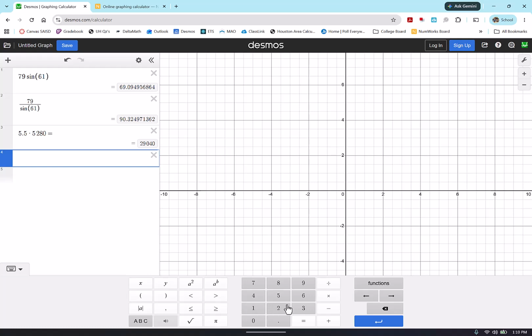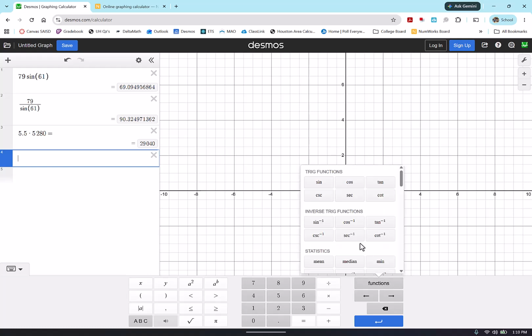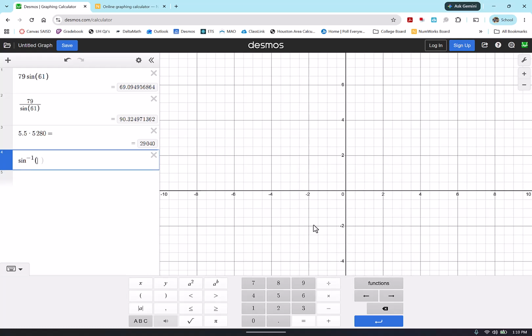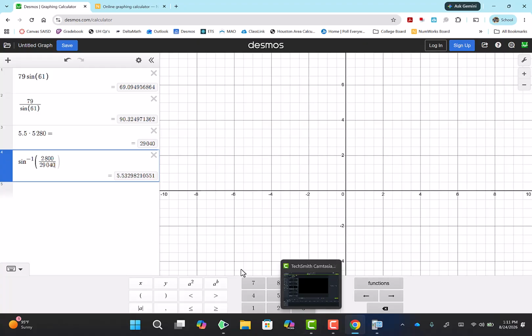Where's the inverse sine? I don't see it. Click on functions and it's right there. And then it needs to have something. So what do I put on the inside? 2,800 divided by 29,040. 5.5329. I guess truncated is 5.5329.